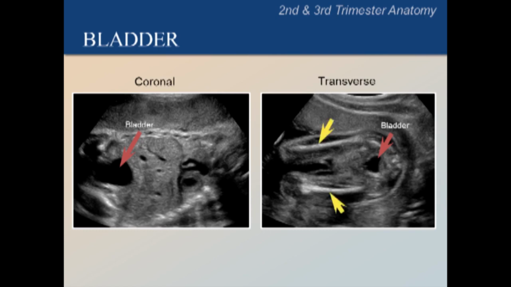What do you think these hyperechoic structures are? Please pause the video at this time to allow the group to respond. The answer is that they are the femur bones in the thigh. We will talk more about bones in the leg in a few minutes.